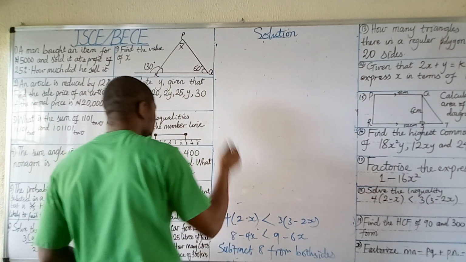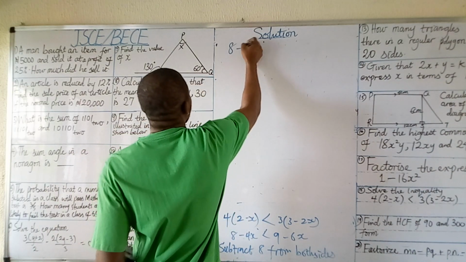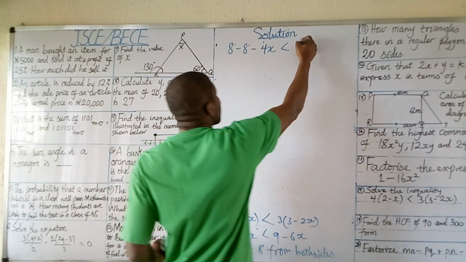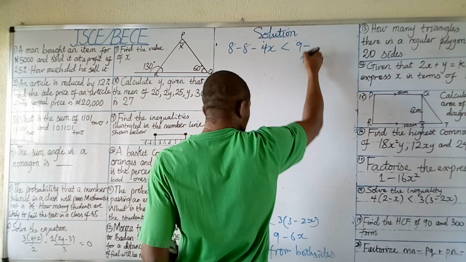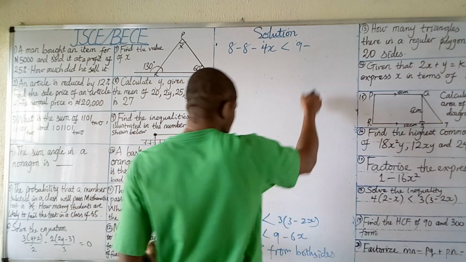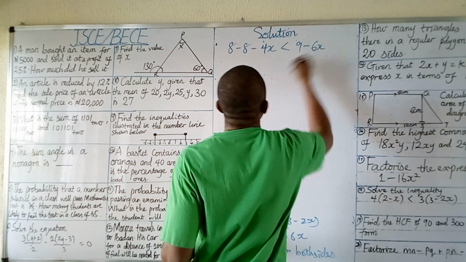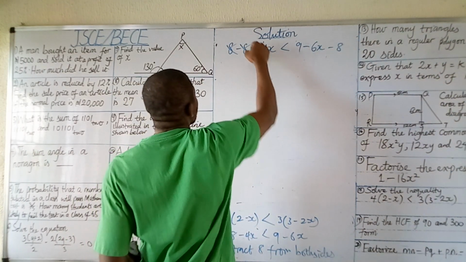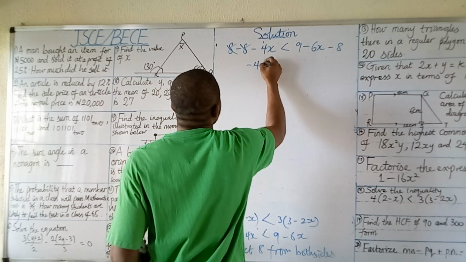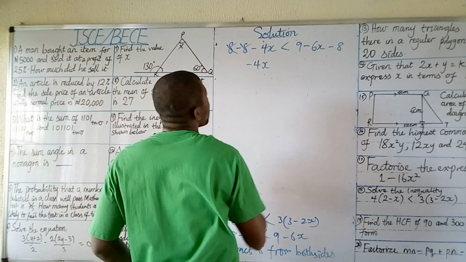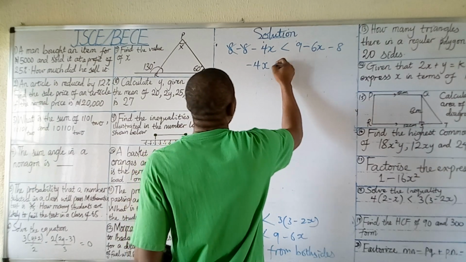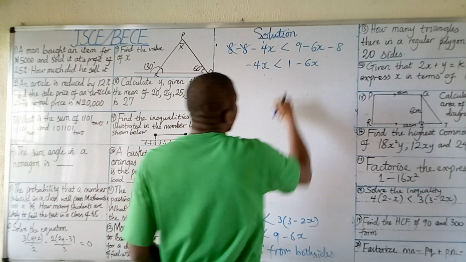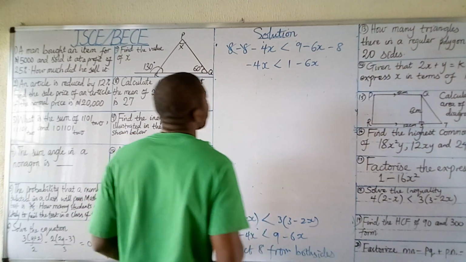When we do that, we are going to have 8 minus 8 minus 4x less than 9 minus 6x minus 8. Therefore, these two become 0. I have minus 4x. 9 minus 8 will give me 1 minus 6x, because 9 minus 8 is 1. This is where we are now.